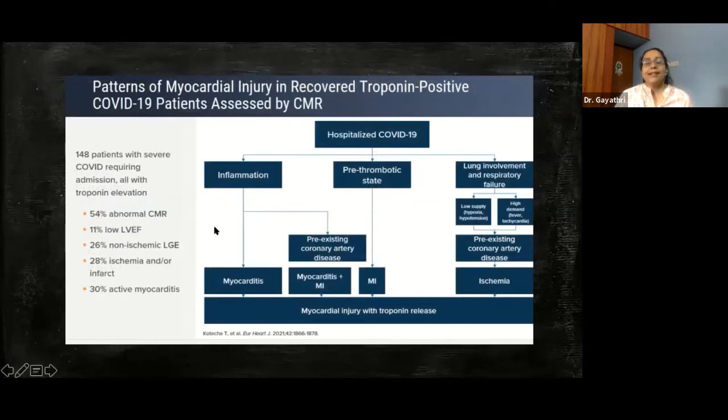Now, why is there so much affliction in the heart? Because maybe if the patient is in the acute state, it may be the inflammation, or maybe the prothrombotic state, which leads to MI-like affliction, or maybe because of the lung involvement, there is low supply of oxygen, hypoxia and hypotension, or maybe very high demand because of fever and tachycardia. And in a patient who is having pre-existing coronary artery disease, this increases the chance of ischemia, and ultimately it leads to myocardial injury with troponin release.